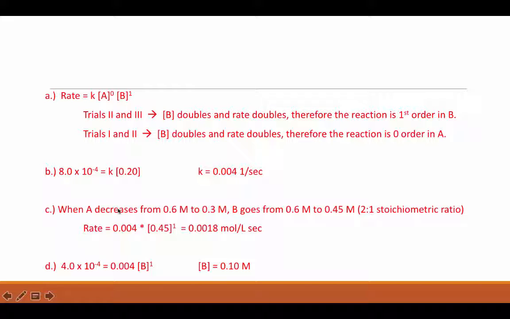From there, we can plug values from any trial into our rate law, which we've done here, to solve for the value of k. As you've seen before, then we can use algebra to solve for the unit on k. In this case, it's 1 over seconds, or seconds to the negative 1. From there, we can use the rate law to answer questions C and D by plugging in values. That brings us to the end of this video.